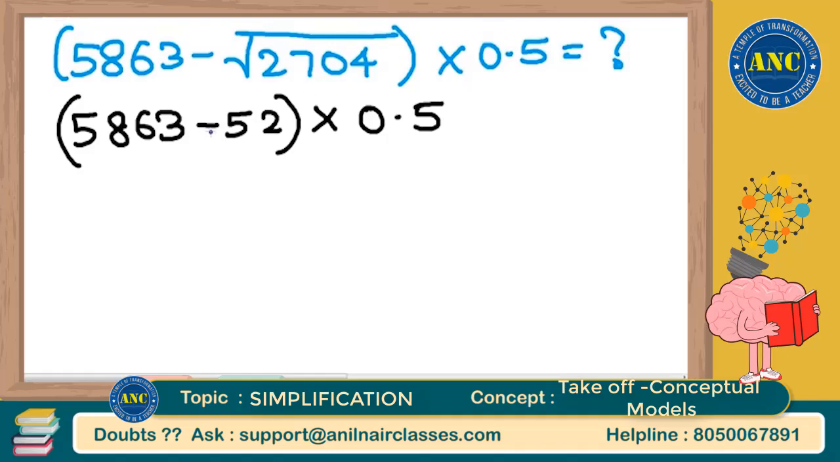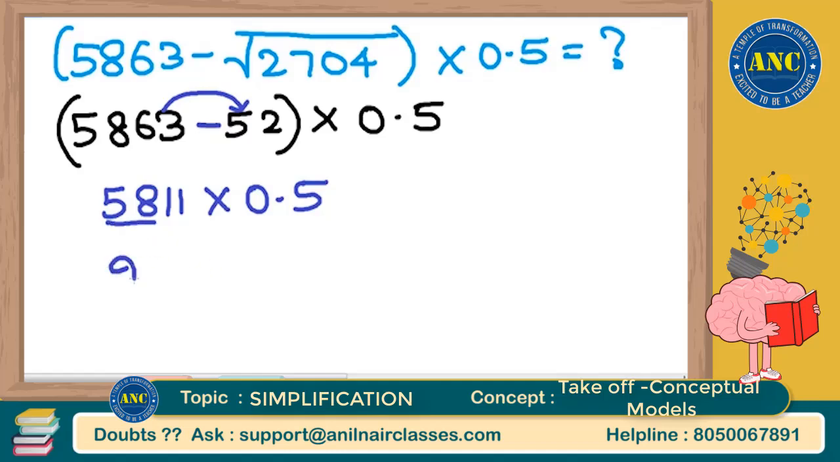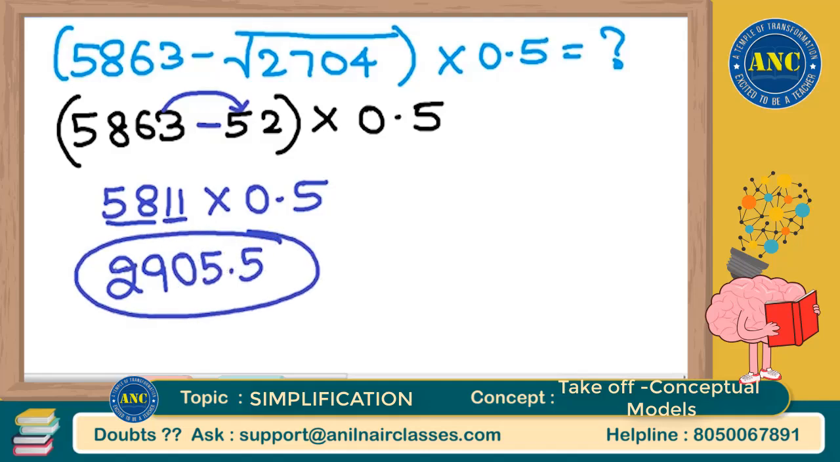Anyway, this is not that difficult because 63 minus 52 is 11. It is 5811 into 0.5. 0.5 is nothing but half. 58 half is 29. 11 half is 5.5. 2905.5.